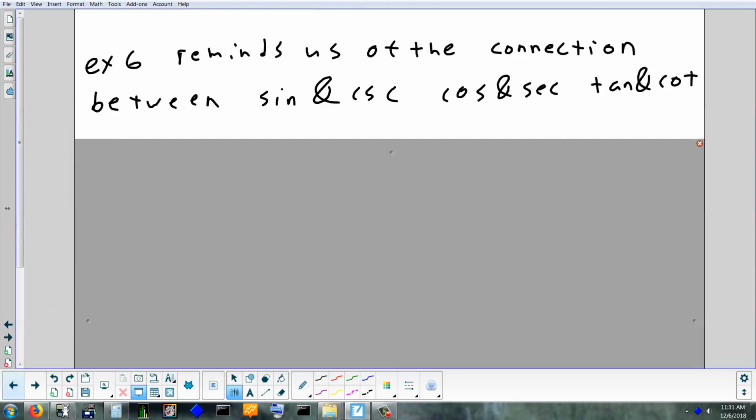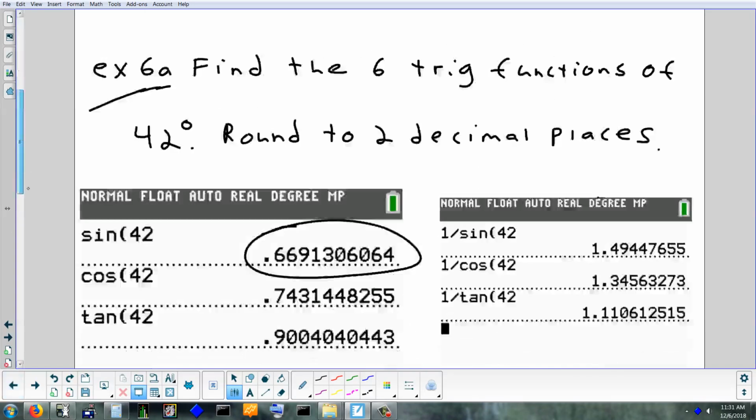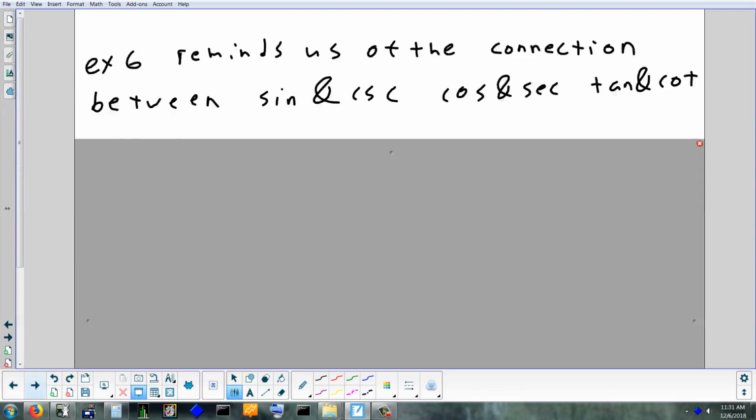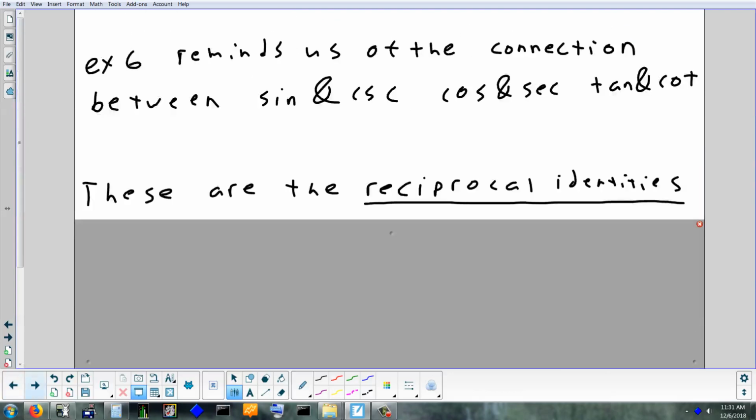All right. So in example 6, we kind of saw a connection between the sine and the cosecant, the cosine and the secant, the tangent and the cotangent. And the connection is you flip one to get the other. Well, there's a special name for that. If you take a trig function and you flip it to get another trig function, that's called a reciprocal identity.